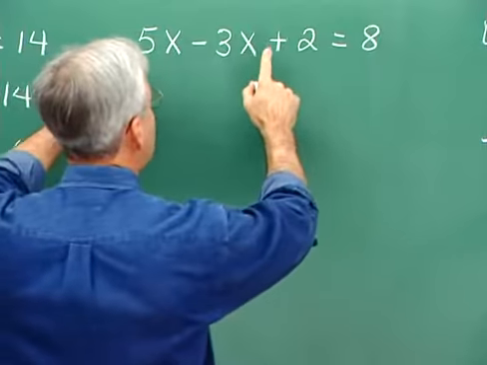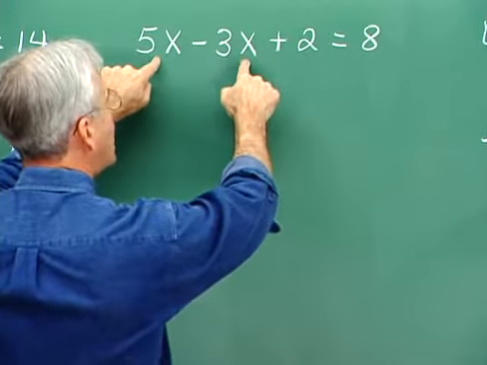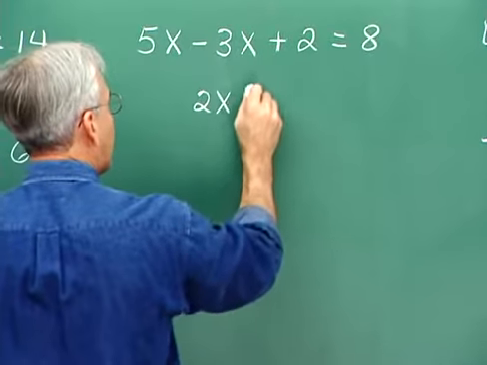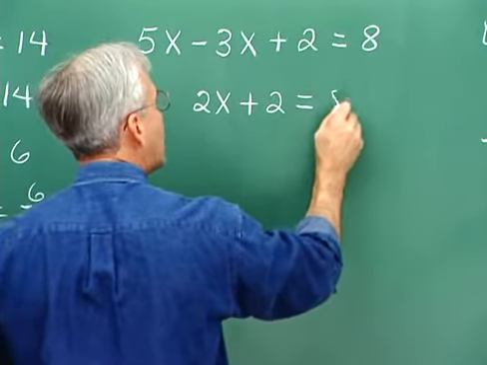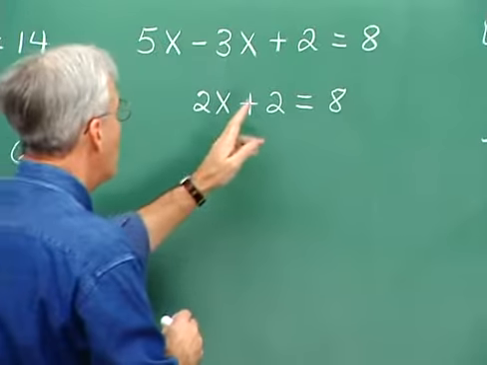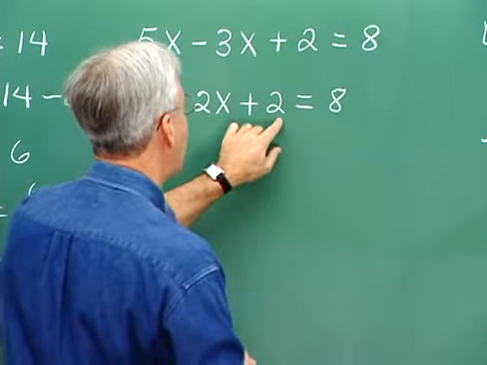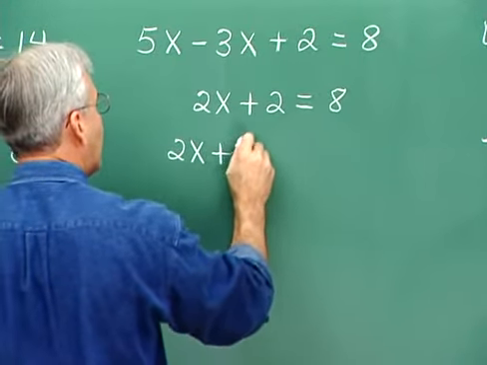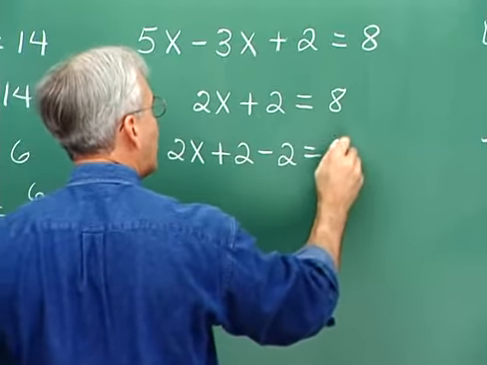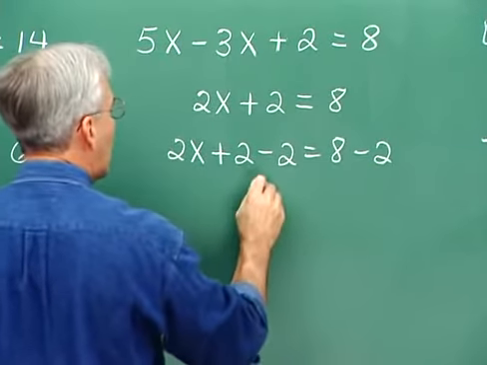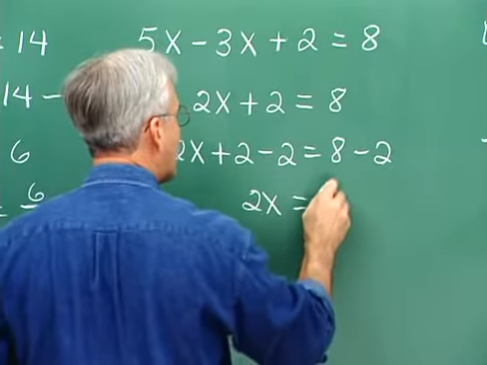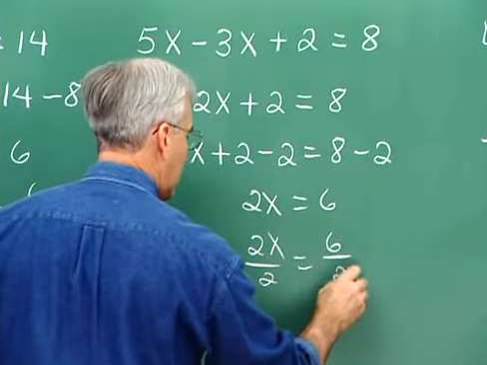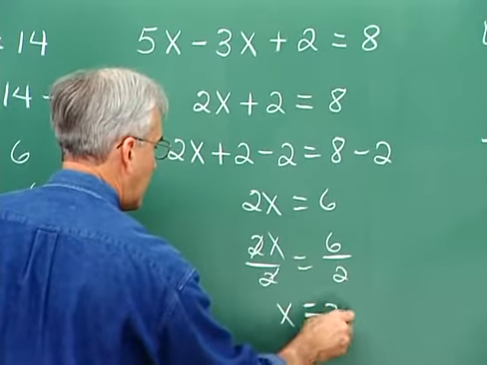Now here the simplification involves bringing these two like terms together. So 5x minus 3x would be 2x. And now it's an equation that we're very familiar with. To isolate the term involving x, we would clear the 2, and to do that we would subtract 2 on both sides. So we have the left side subtract 2, the right side subtract 2. The 2's go out and we're left with 2x. On the right, 8 minus 2 is 6. Now we divide on both sides by 2 to find that x is equal to 3.